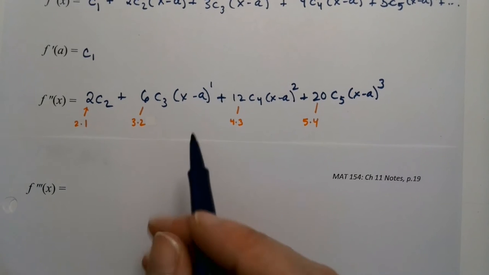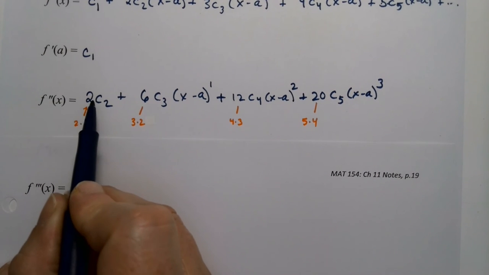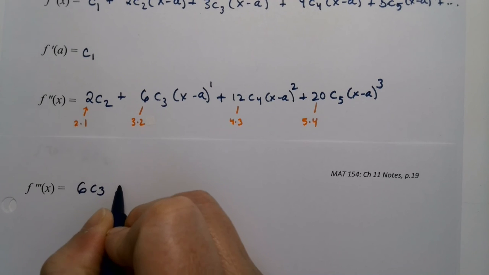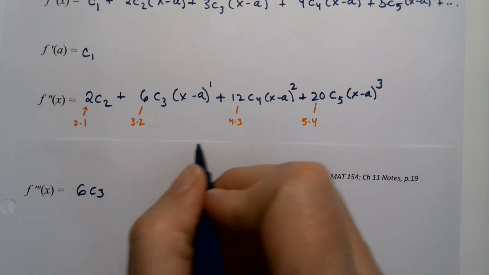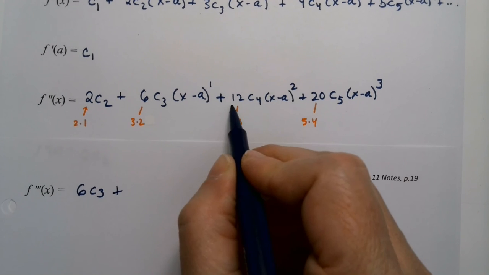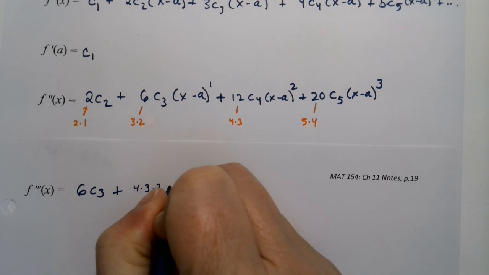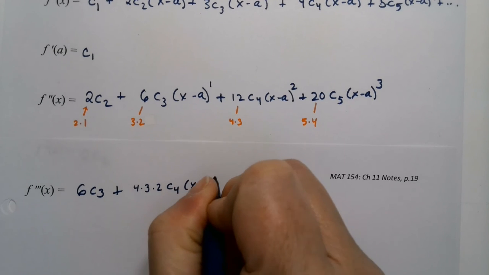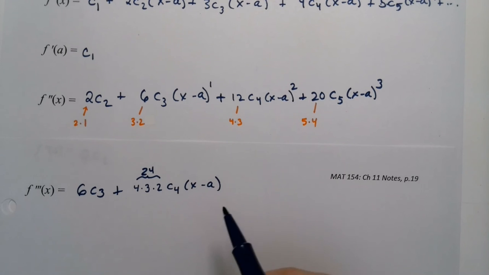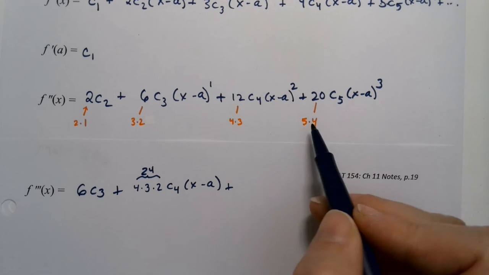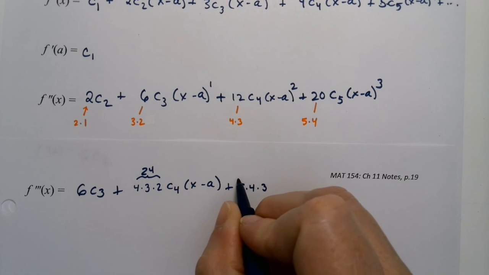All right, let's keep going on to the next page. And I want the third derivative. So I want the derivative of this piece. This part's going to go away, and then I'm going to have 6c3, and then x minus a will go to the 0, so that's not relevant. And then I'm going to have 4 times 3 times 2, c4 times x minus a, which we all know is 24. But I'm trying to shoot for a pattern here. And then the next one would be 5 times 4 times 3, which we all know is 60.